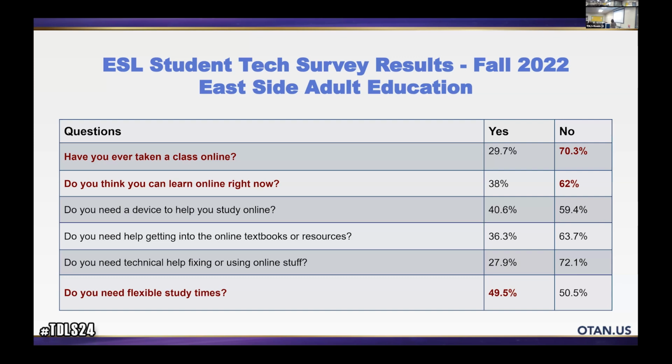First one is, have you ever taken a class online? So 70% of students said no. And do you think you can learn online right now? 62% of students say no. And the last one here, do you need flexible study times? About half of the students say yes.